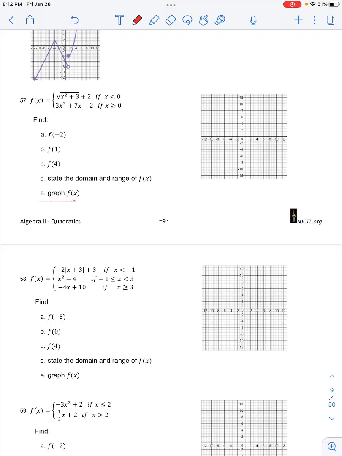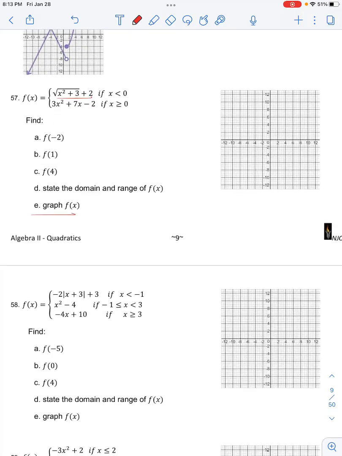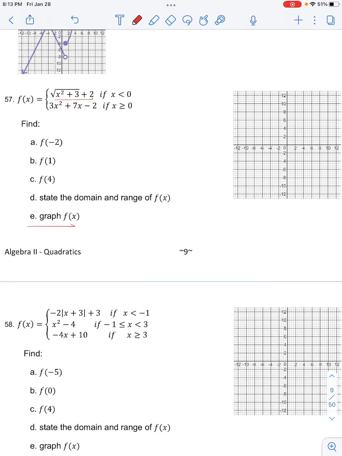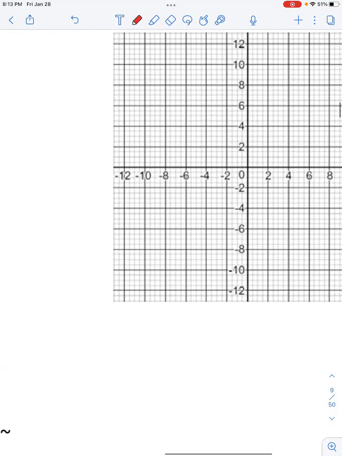So when x is less than 0, we have this first one. Actually, let's just plug in x is 0 and see what y value we get. So we get square root of 3 plus 2. And square root of 3 is 1.7 something, so that plus 2 would be 3.7 something. So at 0, it's open, and it's approximately 3.7.